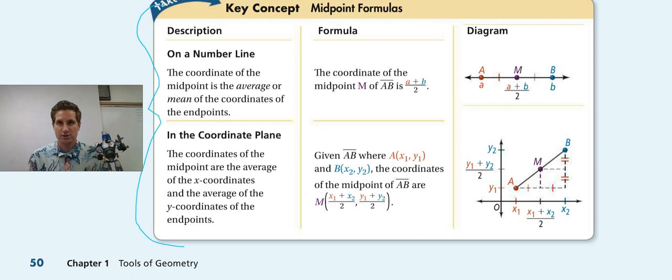It's kind of like if you took two tests and you had an 80% on one and 100% on the other. What would be your average test score? You would add them together and divide by 2. Your average test score would be 90.